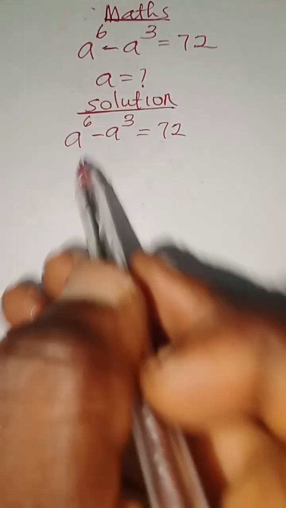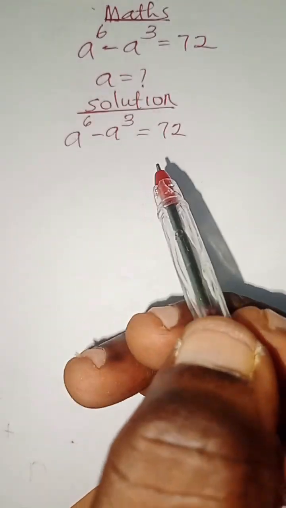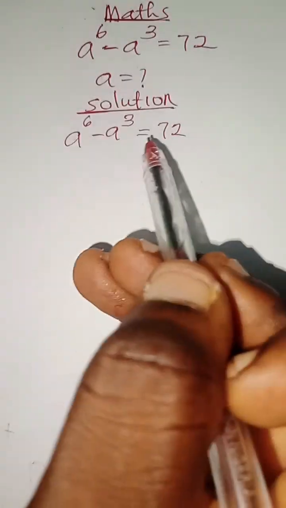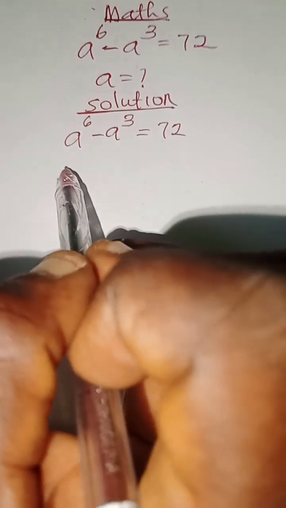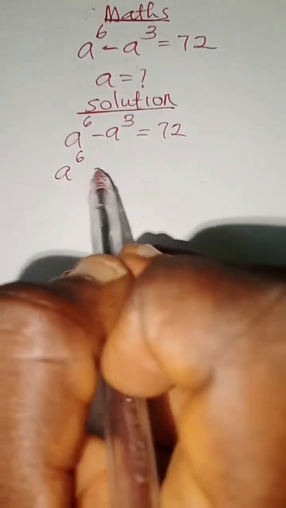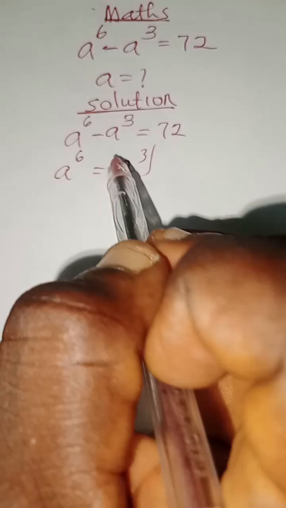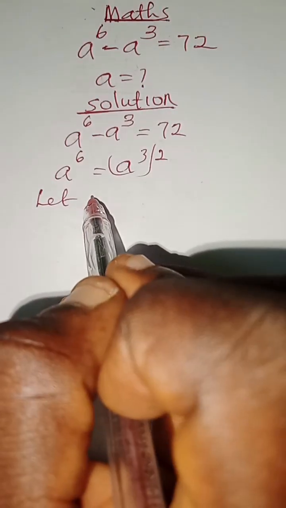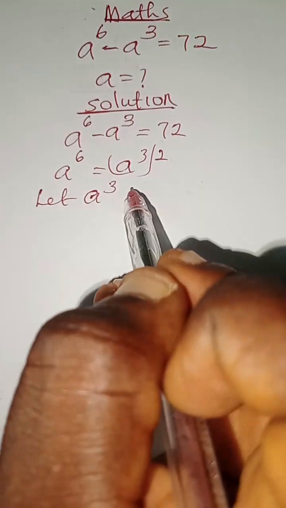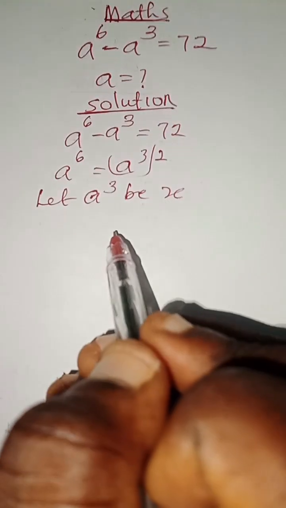Here, look at this. What can we do here? Now, the only thing we can do here is to make this expression look like a quadratic equation. So how do we do that? Look at your a raised to the power of 6. It can be expressed as this. So let a raised to the power of 3 be x.